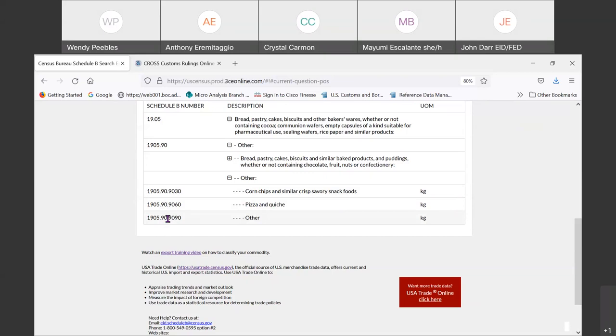Okay, because 19 is higher in the Schedule B book than the cheese, because 19 comes after 4, so we're in chapter 19, you would use the 1905 to classify it, because that's how we classify mixtures and combinations. And then we also want to know if the tray is reusable, or does it only go with the cheese and the crackers? It only goes with the cheese and crackers. Okay, so you will use the 1905.90.90.90, and your unit of measure will be kilograms. Perfect, thank you. You're welcome.